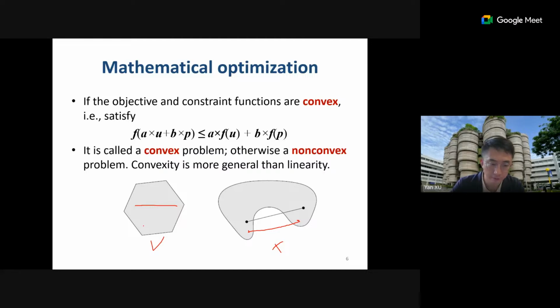So you can see for the left-hand side, for any two points, as long as you can draw, they will always be within the feasible region, right? But for the right-hand side, you can see clearly we can find some cases where the connected line between the two points is outside of the feasible region. So the left side one is convex, the right-hand side is non-convex.